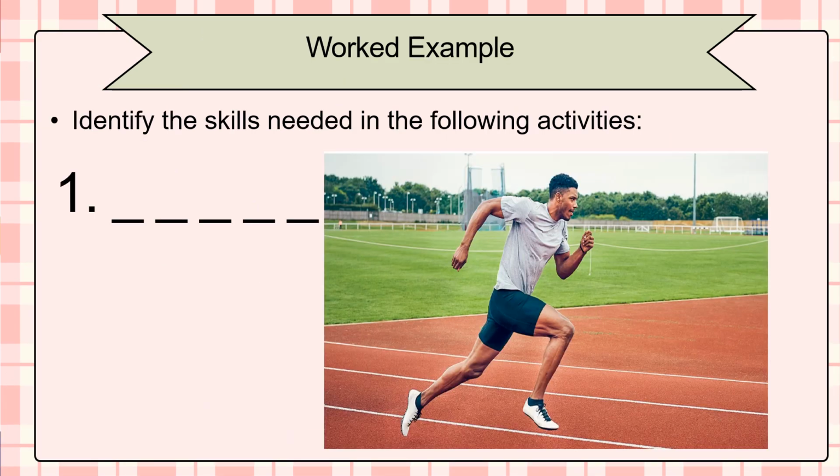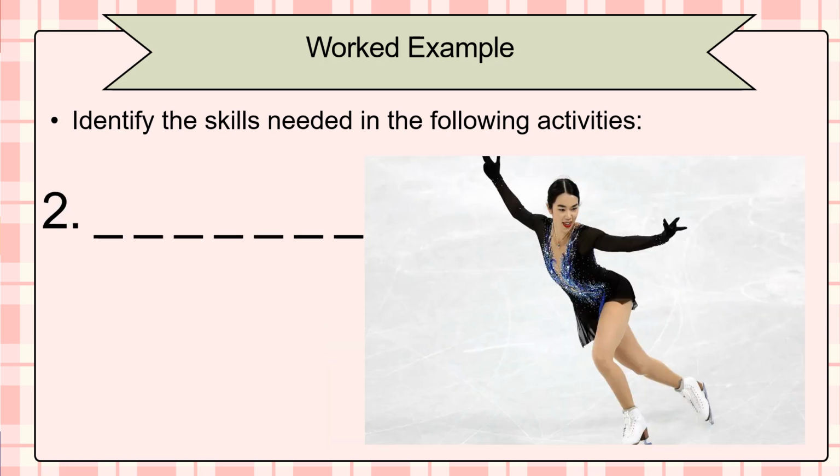Now, take a look at the picture and identify the skills needed in the following activities. Number 1, the correct answer is speed. Speed is essential in sports like running, especially in track and field. Athletes rely on their quickness and ability to cover distances as fast as possible. So imagine you're in a race. Feel the adrenaline as you push your body to move faster with each step.